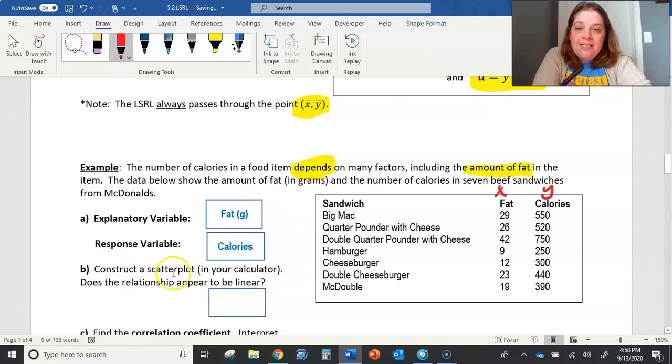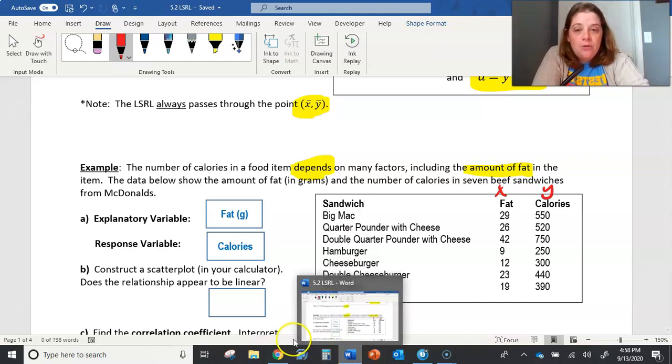It says construct a scatter plot in your calculator. Does the relationship appear to be linear? Notice that this says construct a scatter plot, and just for your notes, I'm not having you draw it out. But if on the homework it asks you to construct a scatter plot, you are expected to actually sketch the scatter plot. So you're going to actually draw it in there. If it says make a scatter plot, don't just say, I did it in my calculator. You have to do it on your paper as well.